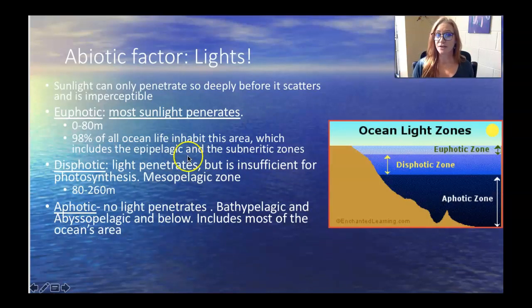Another abiotic factor affecting the pelagic environment is the light. We talked about this a little bit in oceanography. This feels like a lot of review from oceanography, so that's good, right? You already know most of this stuff. So we have three major zones of light in the open ocean. We have the euphotic zone. That's where most light penetrates. The sun comes right on down through. This is where it's down to about 80 meters, and this is where 98% of all ocean life lives.